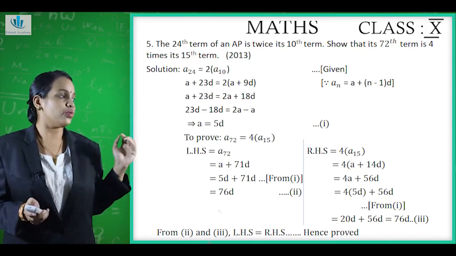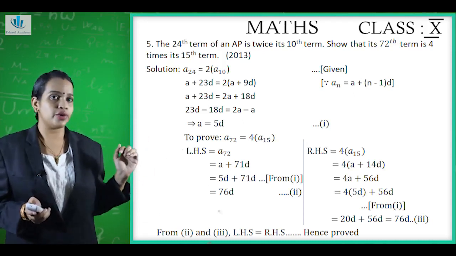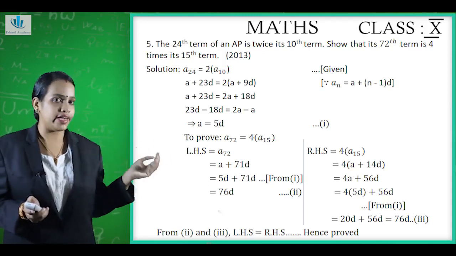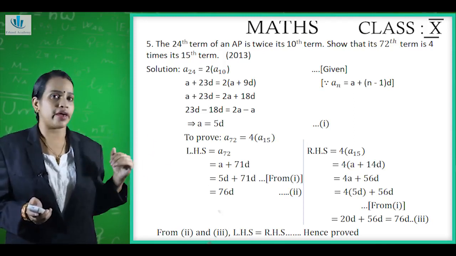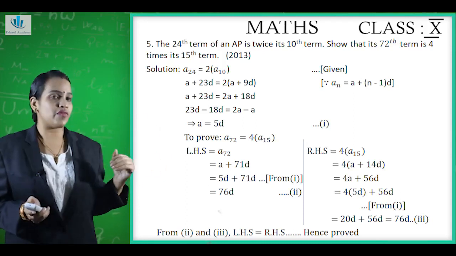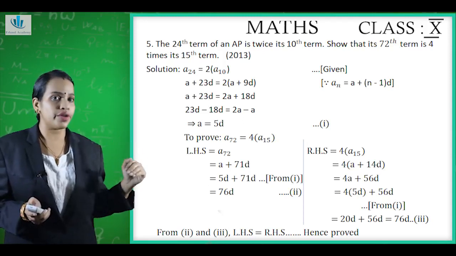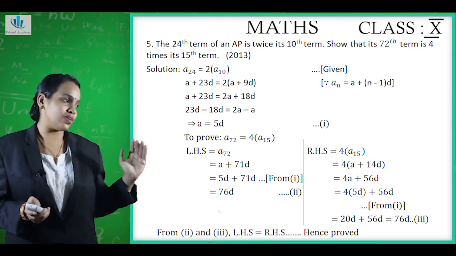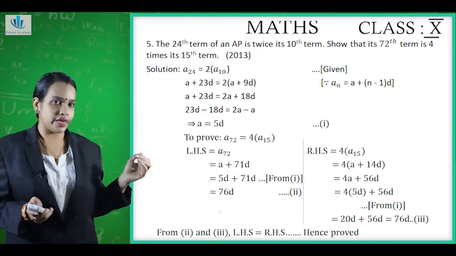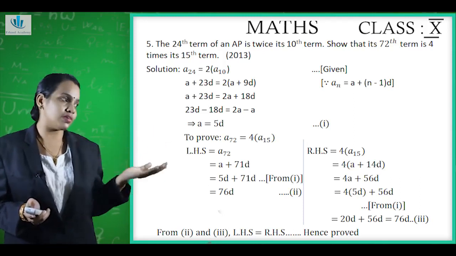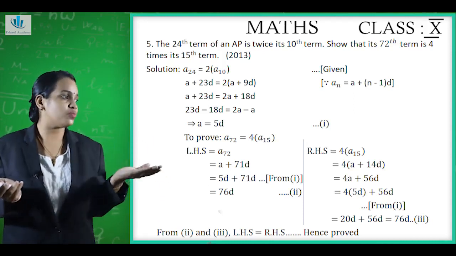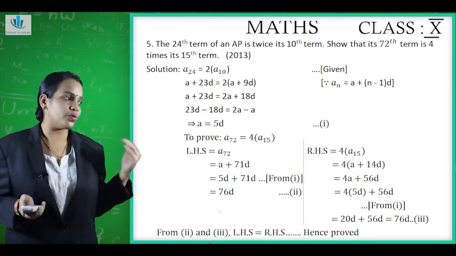It is 4 into a15. Here also we will put the formula, so it becomes 4 into a plus 14d. We will open the bracket first, so it is 4a plus 56d. Again we will put the value of a over here, so it becomes 4 into 5d plus 56d. Now when we solve it, 4 into 5d gives 20d plus 56d, which is again equal to 76d. Now you can see our left hand side and right hand side both are equal. So hence we have proved it.